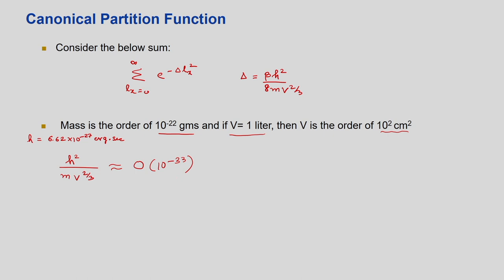So it means, if I can write down this expression, the sum over Lx of e^(-β h² Lx²/8mV^(2/3)), from zero to infinity, because we know Lx goes from 0 to infinity, as the integral of e to the power of minus beta h square x square by 8 m V to the power of 2 by 3, dx. So, when can I write this as an integral?